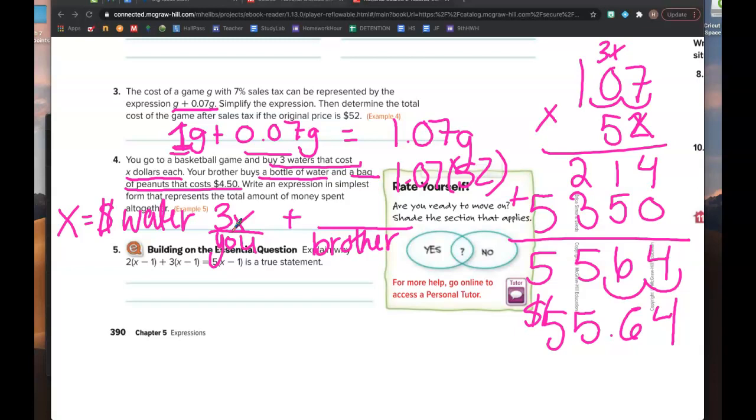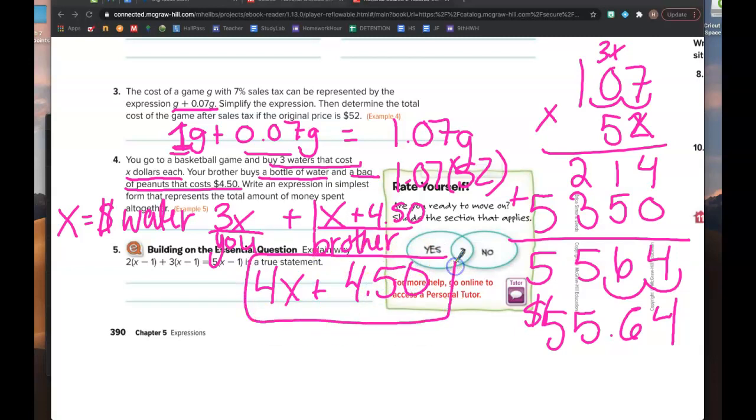Now, what did my brother buy? 1 water. So how do you write 1 water? 1 X, or X. Plus, what else did he buy? A bag of peanuts that cost $4.50. Now, Landon, if I have 3 X's and 1 X, how many X's do I have? 4X plus $4.50. That should be your final answer because you don't know what water costs.